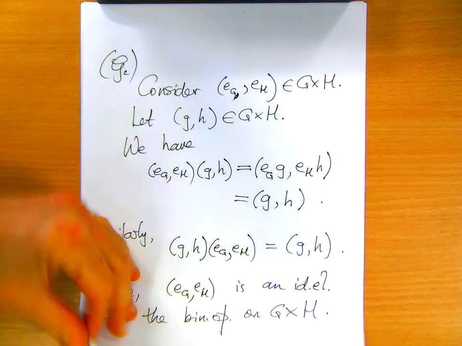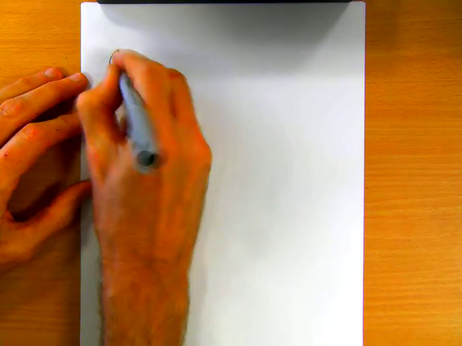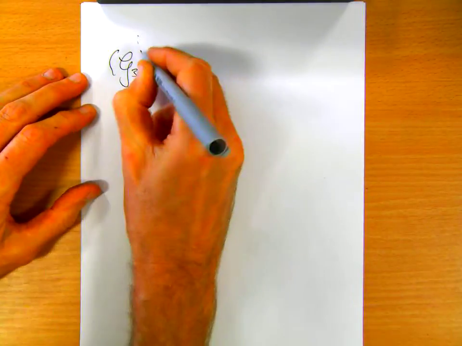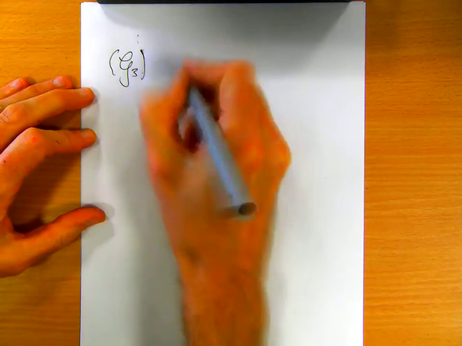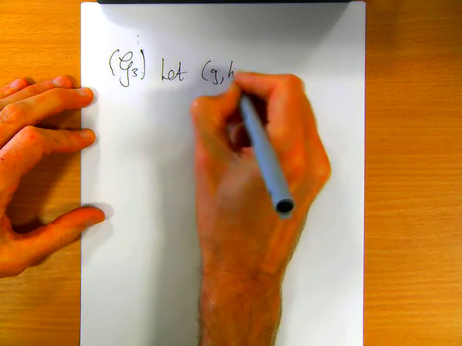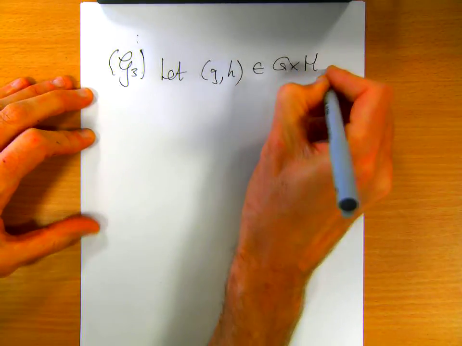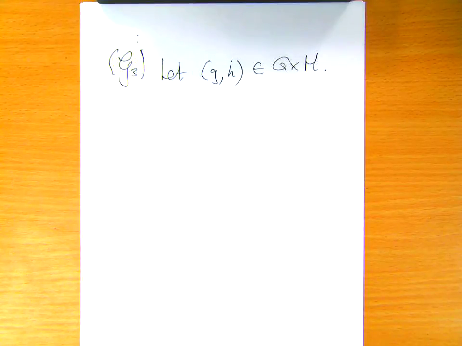Okay, and then let's do G3, which says that we should have inverses. So let's take an element (g, h) in G cross H. Well, if G cross H is going to be a group, (g, h) better have an inverse. It's got to have a partner such that if you multiply the two things together, you get the identity element, which we've already established in G2.